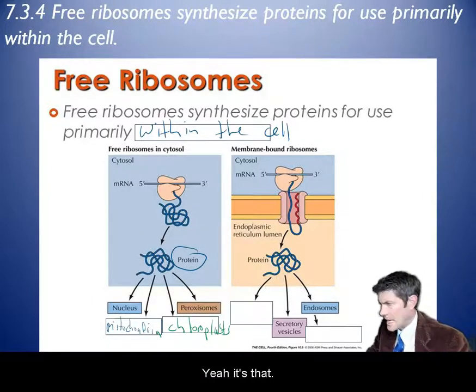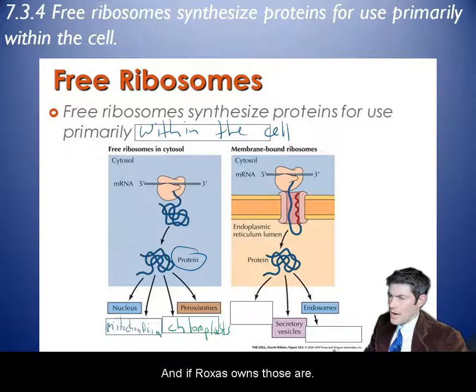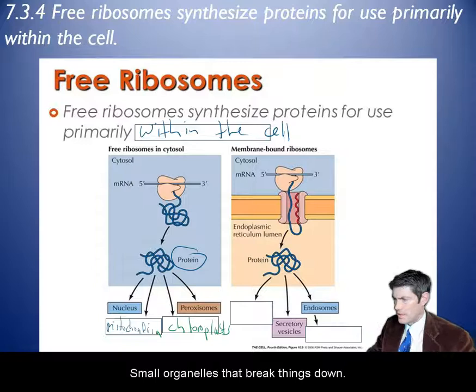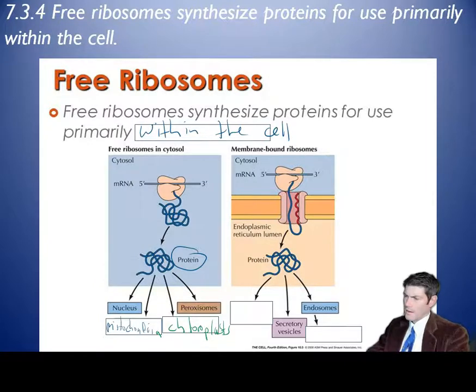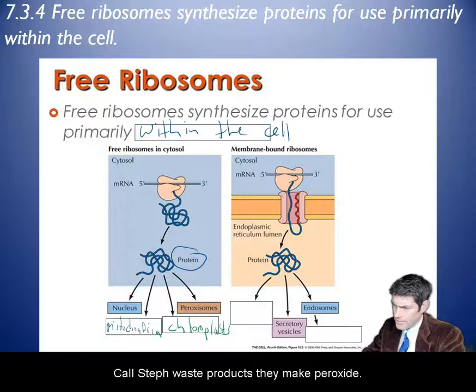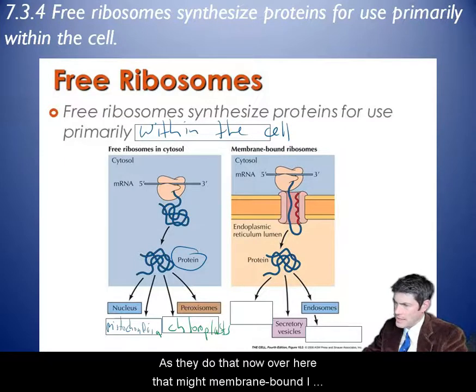Mitochondria, gotta fix that. And then peroxisomes. Those are small organelles that break things down. They have enzymes that break down old stuff, waste products, and they make peroxide as they do that.